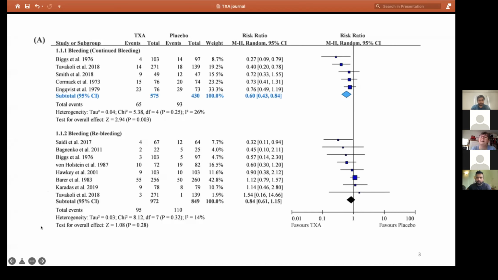Can you tell? If the confidence interval was very broad, if that diamond was elongated, and potentially if it crossed over the line of no effect, then the results lack precision. Yes. Okay. Thank you, Sarah.